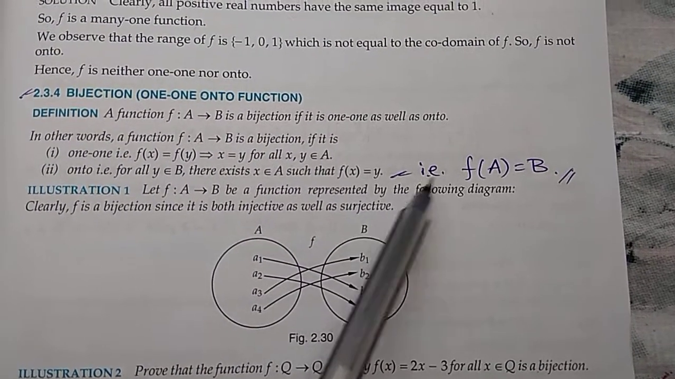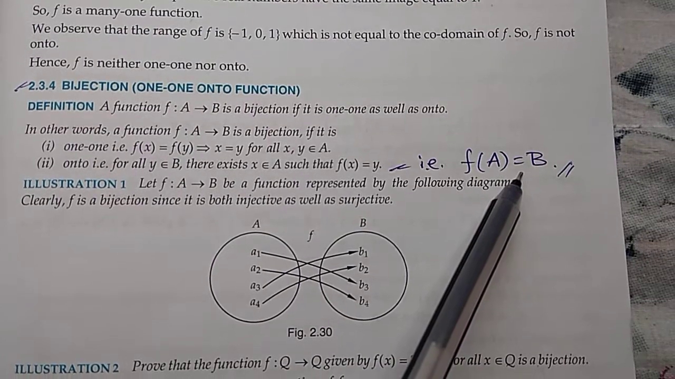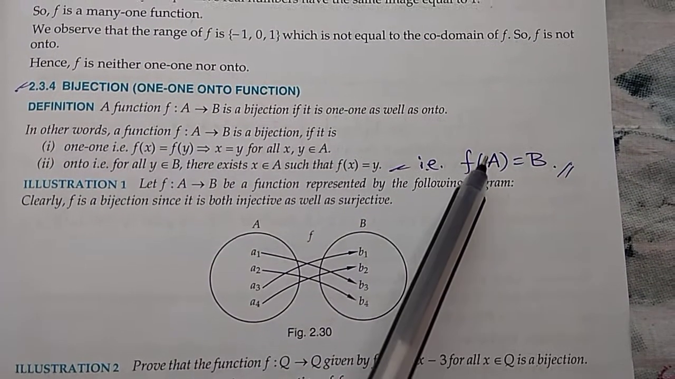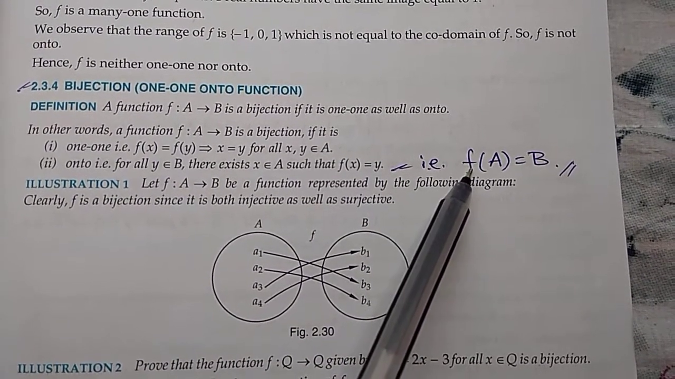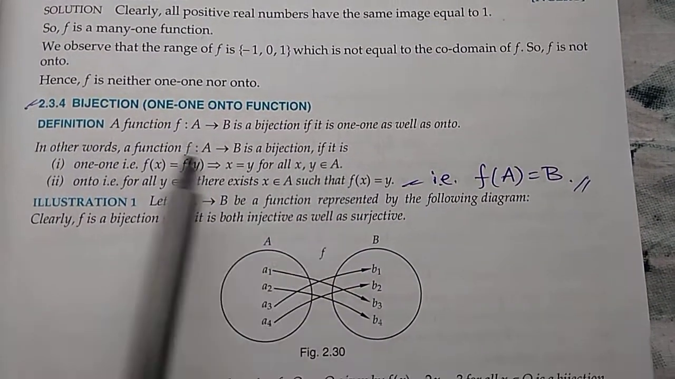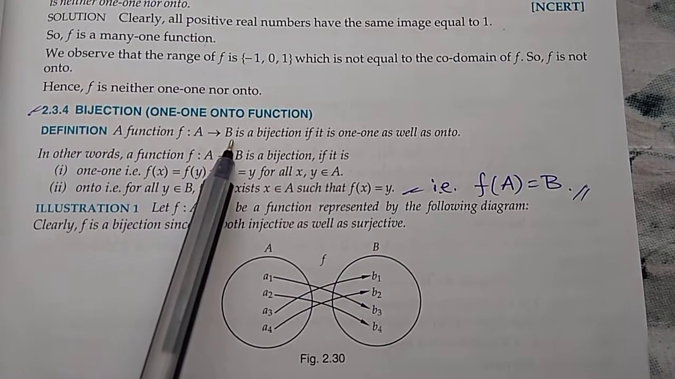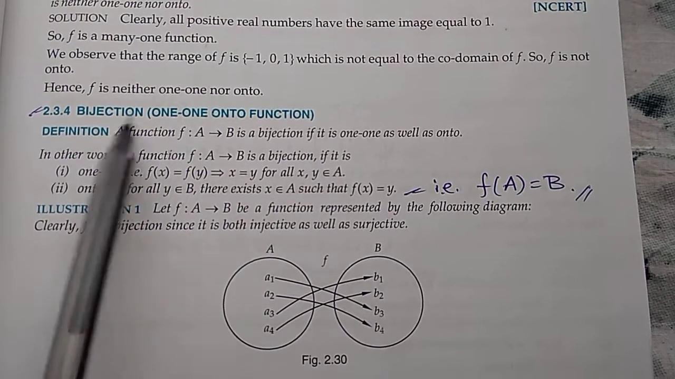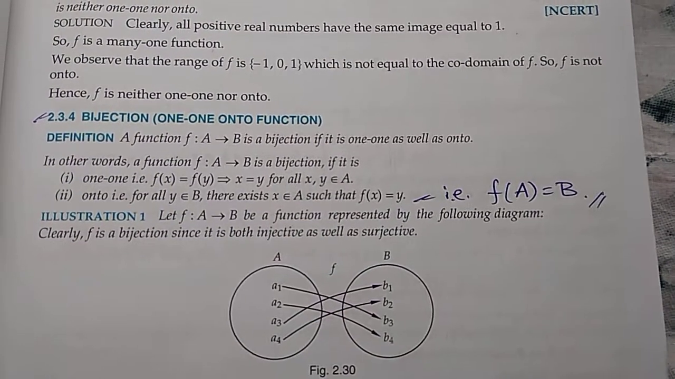That is, the image set is equal to the codomain set. The range set of f is equal to the codomain set. Then we say that the function is a bijection or one-one onto function.